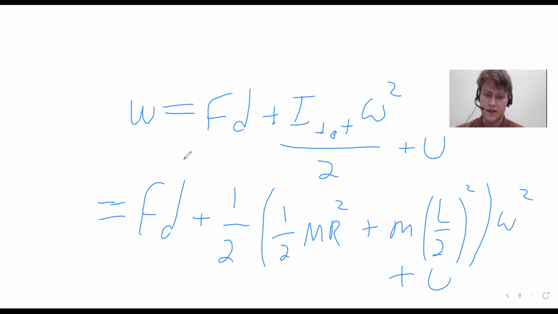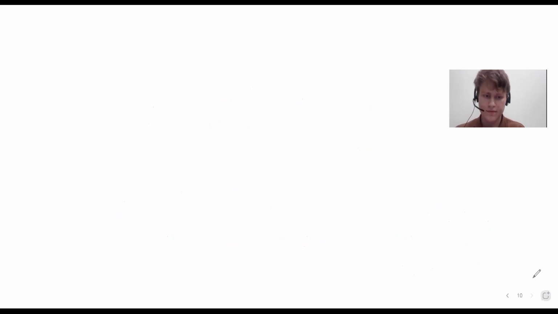itself. The second term here is going to be the angular inertia of each mass. And we have two masses here, so that's why we multiply it by 2. And then this is just going to be 1/2 times, so if you add these two together, you get the total angular inertia. And then you just take 1/2 times I total omega squared plus u.